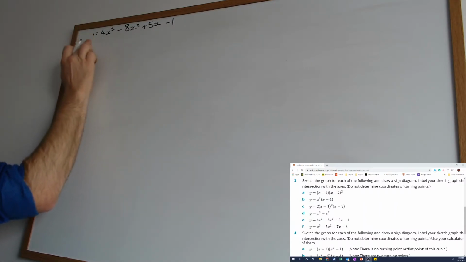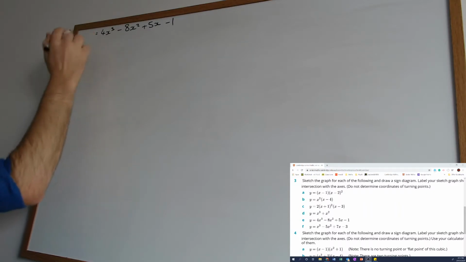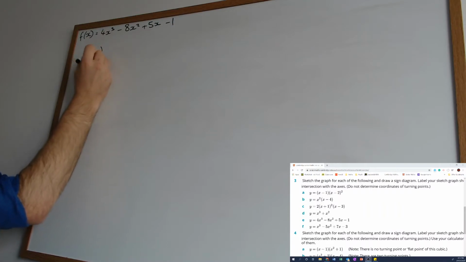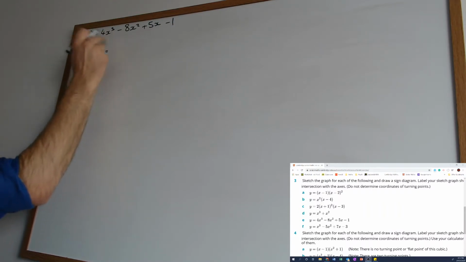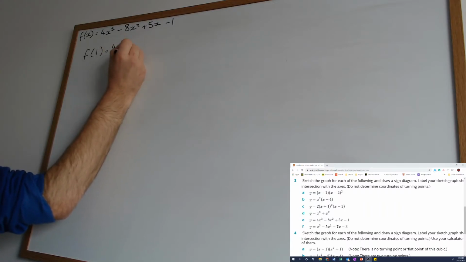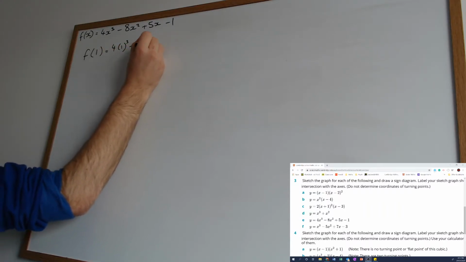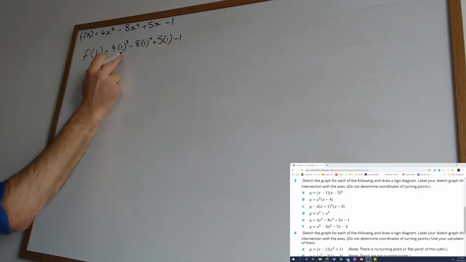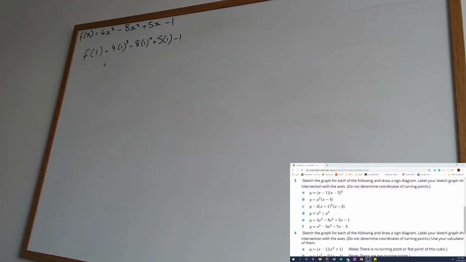So let's use our function notation. Let's call this f of x. Let's try f of 1. Let's sub that in. So 4 times 1 cubed minus 8 times 1 squared plus 5 times 1 minus 1. 1 cubed, 1 squared, and 1 to the power 1 are all going to equal 1, so that's why 1 is a nice one to sub in first.